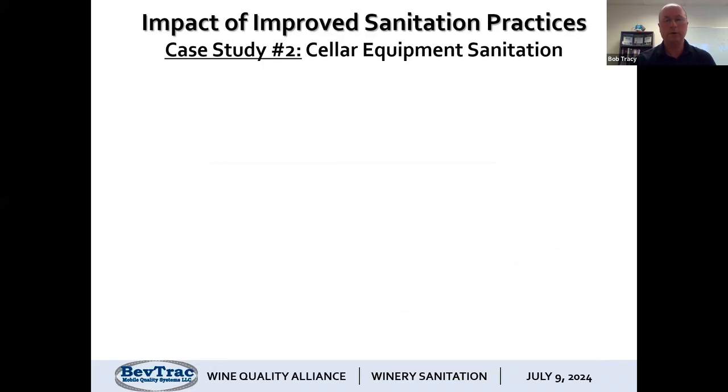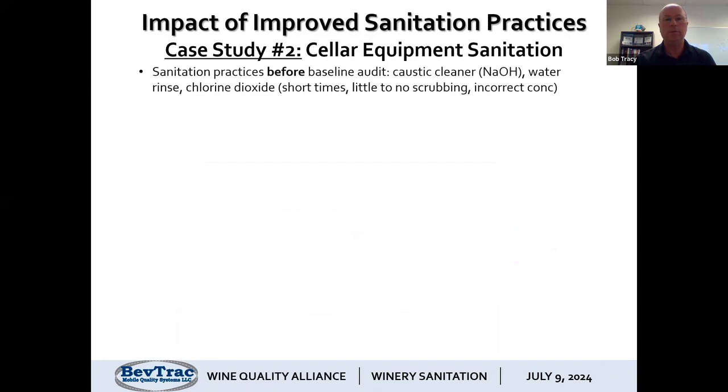This is a different winery, again, showing the impact of improved sanitation practice for cellar equipment. This winery, before the baseline audit, used a caustic cleaner, sodium hydroxide, a water rinse, and chlorine dioxide, so a good sanitizer, but the chlorine dioxide was used for short times. They were doing little to no scrubbing in the presence of the cleaner, and they were using incorrect concentration of the chlorine dioxide, so much lower than they were supposed to.